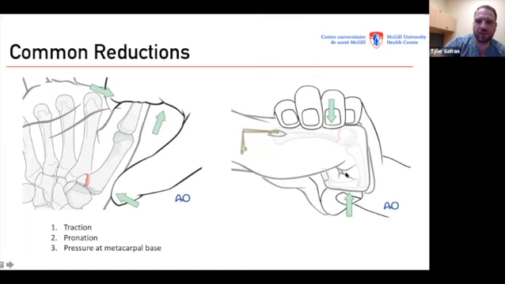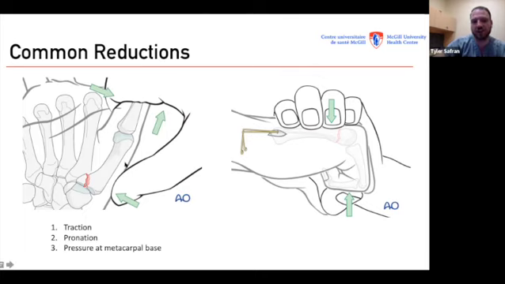So, two common reduction techniques. For the traditional boxer's fracture, we use the Jahss technique, which basically utilizes the proximal phalanx to push upwards as a lever, and then you push down on the metacarpal. So the proximal phalanx goes up, pushes on the head of the metacarpal, and then while pushing down on the metacarpal, you really get that clunk, because most of the time it's apex dorsal, and so you really want to make sure that they come together properly.